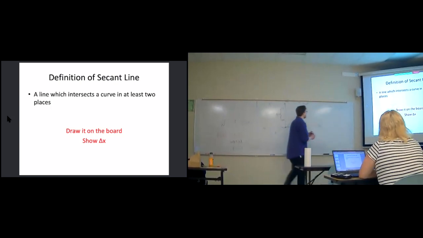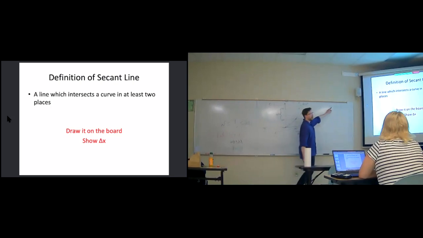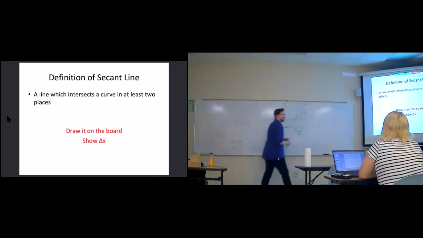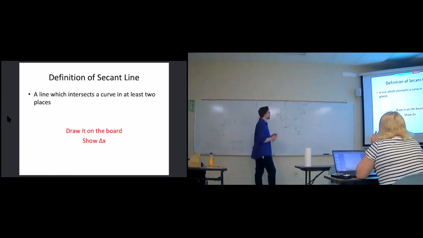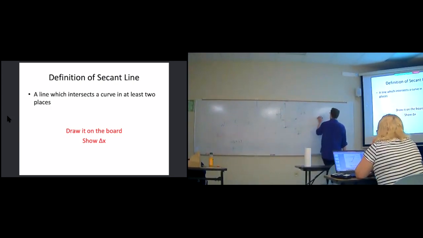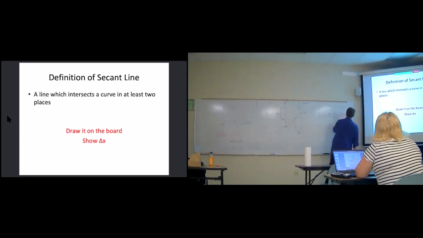Our function is x squared here? Yeah. Okay. So now, line two has a slope equal to f at 1 minus f at 0, divided by 1 minus 0, or 1 minus 0 divided by 1 minus 0, or just 1.